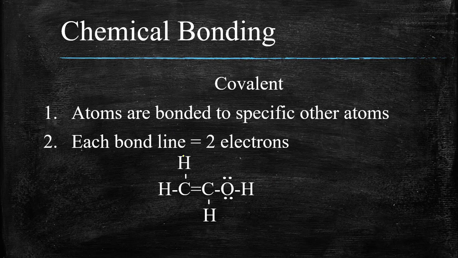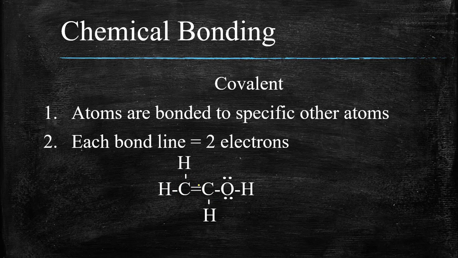Now remember, each bond line equals 2 electrons. So we can look at this hydrogen, and it has 1 bond. That means it has 2 electrons, and that's a full valence shell for hydrogen. And that's true for each of these hydrogens. So the hydrogens all meet the octet rule. Take a look at this carbon, and it has 2, 4, 6, 8. Its valence shell is filled. It has 8 electrons. The octet rule is satisfied.